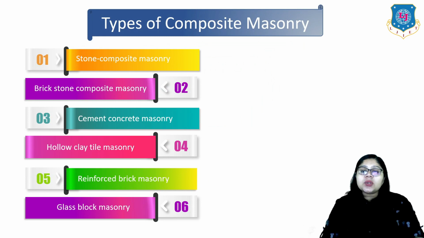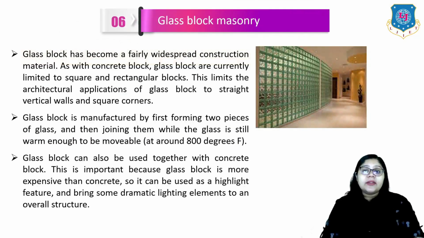Now let us move to the last one, which is glass block masonry. So glass block has become a fairly widespread construction material. As with concrete block, glass blocks are currently limited to square and rectangular blocks. This limits the architectural application of glass block to straight vertical walls and square corners. Glass block is manufactured by first forming two pieces of glass and then joining them while the glass is still warm enough to be movable.